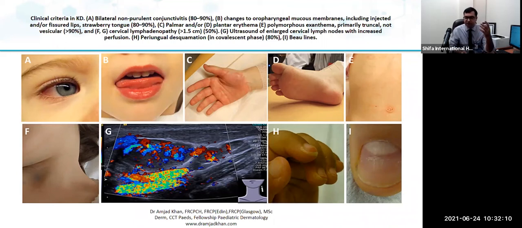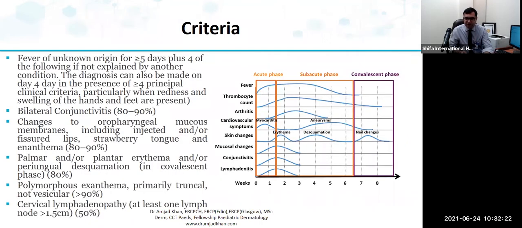Cervical lymph nodes. So again, full examination of the child. The diagnostic criteria is more than 1.5 centimeter, it should be. And then periungual desquamation and Beau's lines in the nails. So these are the diagnostic criteria. You can see fever for more than 5 days, but it's usually after 4 days that the diagnosis can also be made.